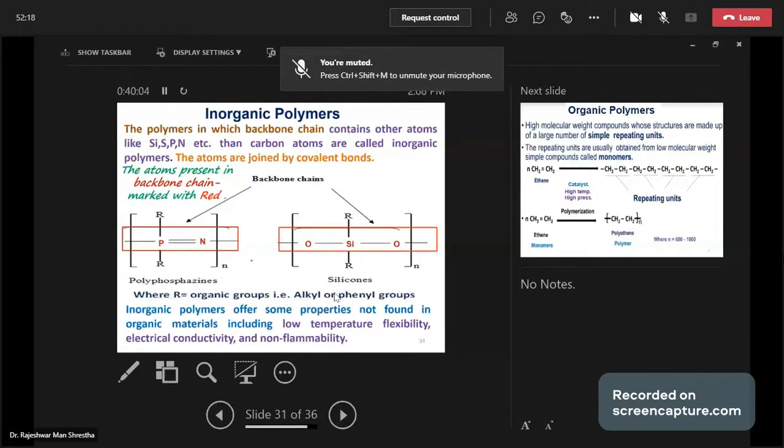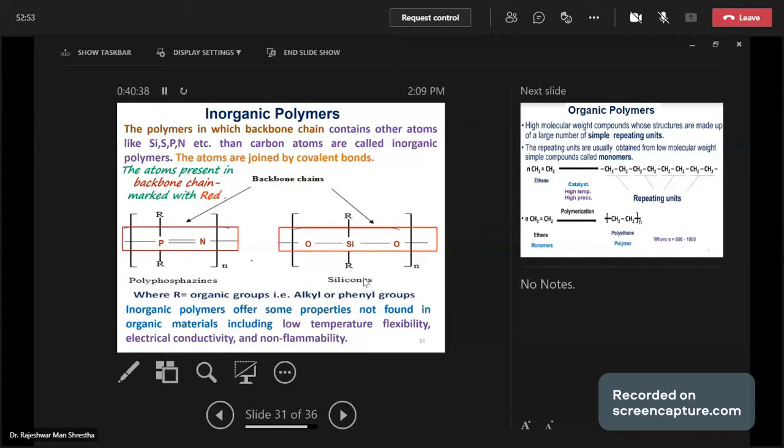Now, inorganic polymers are those polymers in which backbone chain contains other atoms like silicon, sulfur, phosphorus, nitrogen, etc., rather than carbon atoms. In these polymers, carbons are not present in the backbone, but may be present outside of the backbone chain, and these are known as inorganic polymers. For example, polyphosphazene and silicones, not silicon.